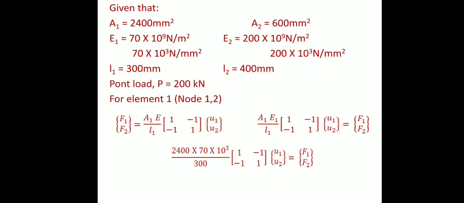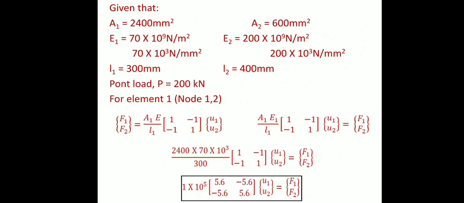2400 into 70 into 10 raised to 3 divided by 300 into matrix [1 -1; -1 1] into matrix [U1 U2] equal to matrix [F1 F2]. Finally, we can write it as 1 into 10 raised to 5 into matrix [5.6 -5.6; -5.6 5.6] into matrix [U1 U2] is equal to matrix [F1 F2].